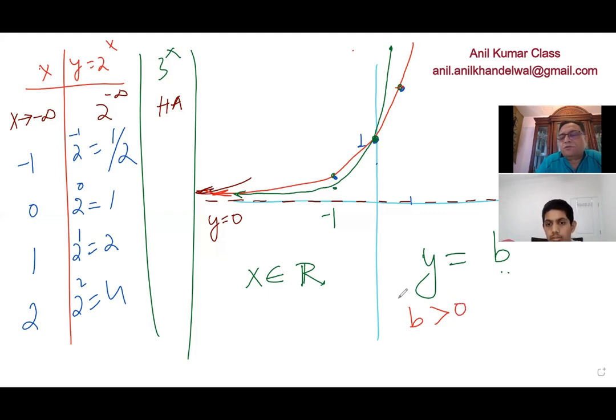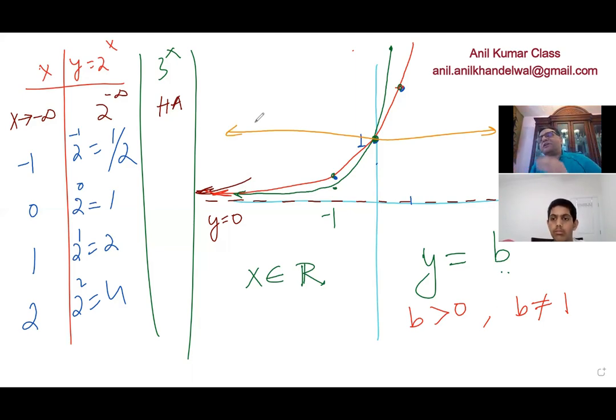Can it be 0? No. It has to be greater than 0, right? And what else? Can it be 1? No. Why can it not be 1? Because then it would just be a straight line. Because 1 to the power of anything is 1. It is not a growth. It is not exponential. It is a horizontal line.